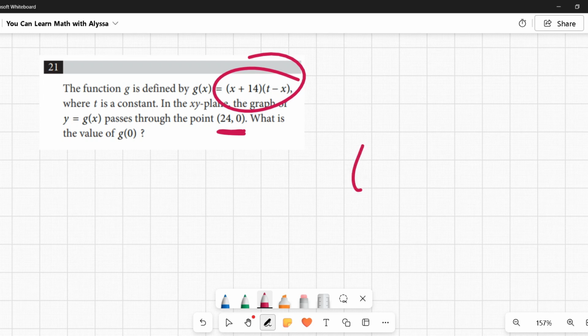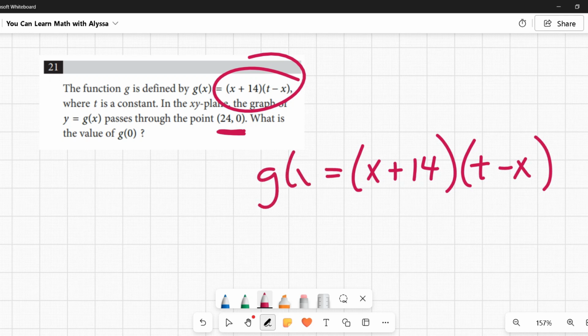Okay, so x plus 14 times t minus x equals g of x. And I know that y equals g of x passes through the point 24, 0. So I can plug in 24 for x and 0 for y, and then I will be able to solve for t. And then we'll move on to what's the value of g of 0. But first I have to know what t is.